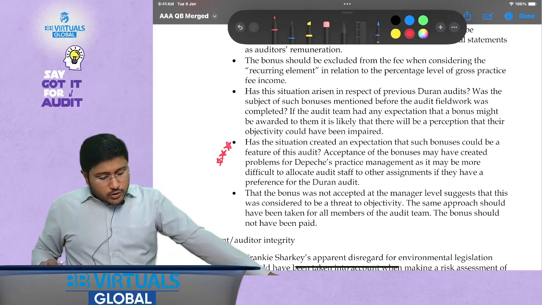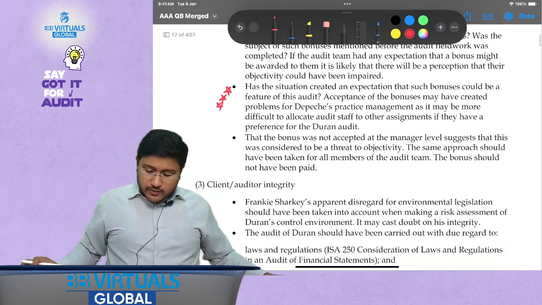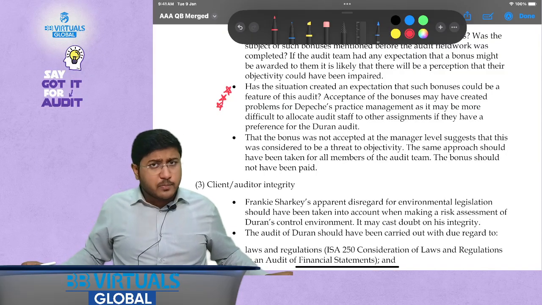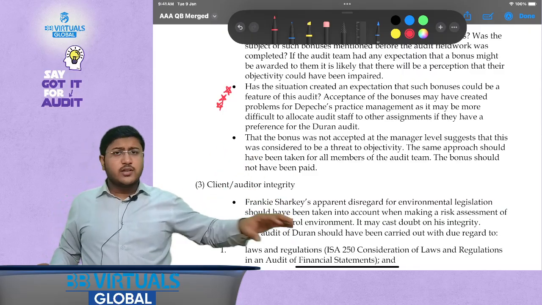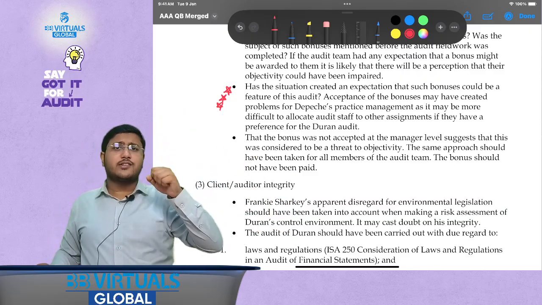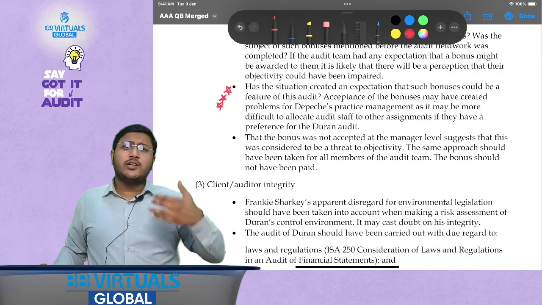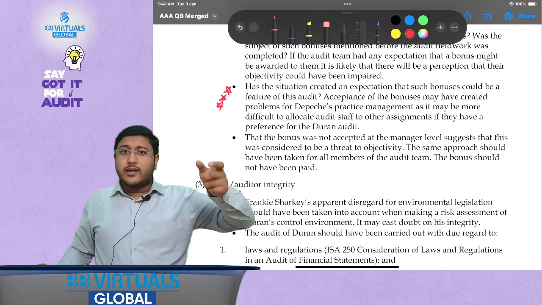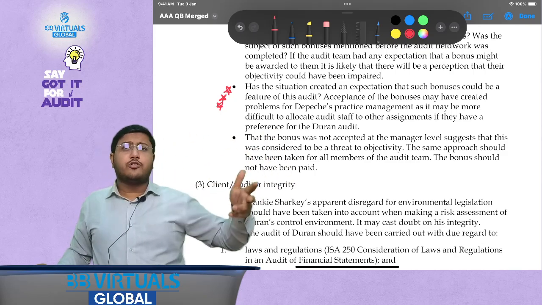Okay, that the bonus was not accepted at the manager level suggests that this was considered to be a threat to objectivity. The same approach should have been taken for all members of the audit team. The bonus should not have been paid. That is, since the manager has not accepted it, or it has not been paid to the manager, there is no particular line which tells us that the manager has not accepted it. It is only said in the question that it is paid to below manager. So since it is not paid to the manager, it could be understood that the audit partner and audit team were also aware that it could be a threat.